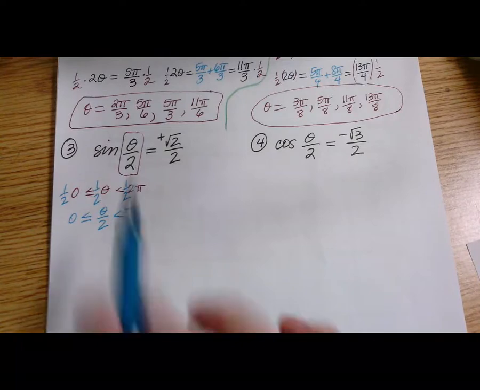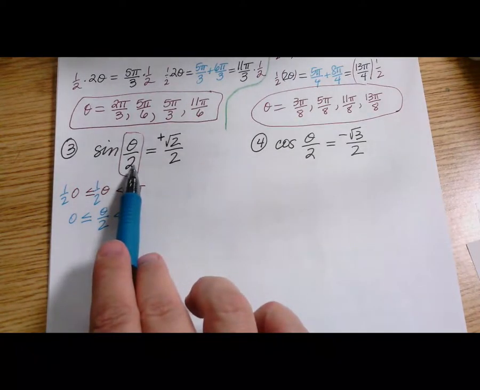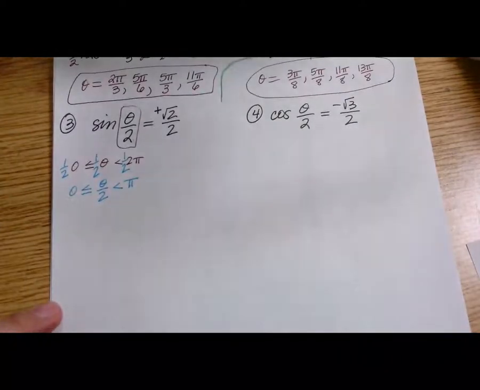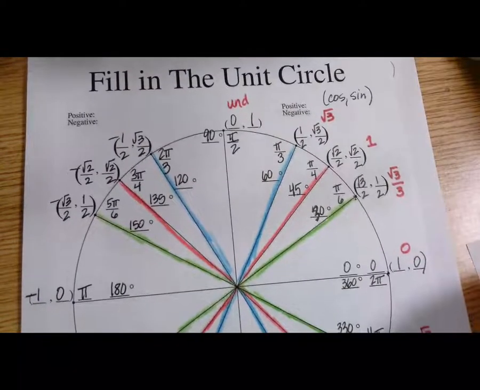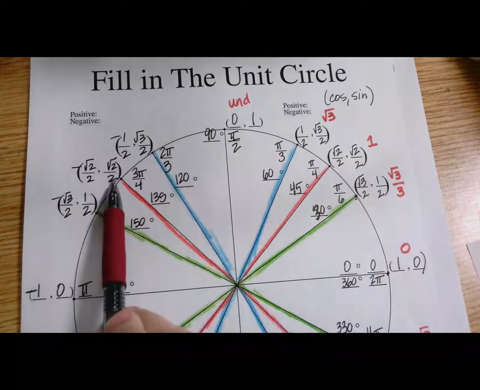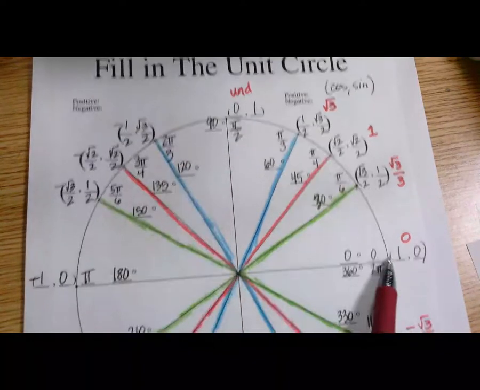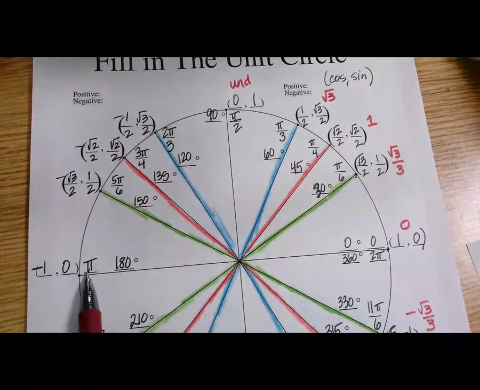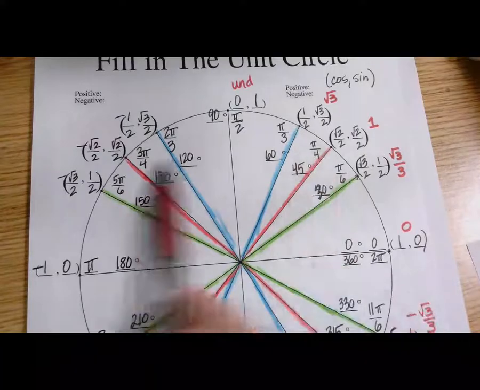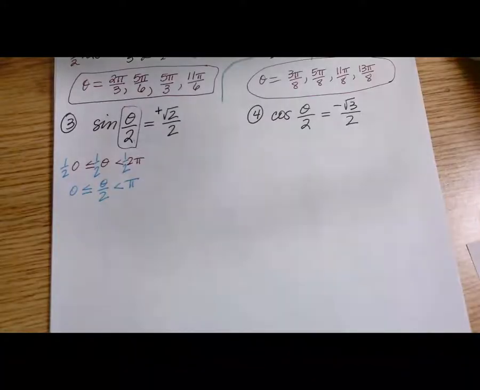Why? Because to get rid of the 1/2, we're going to be multiplying both sides by 2. And we still have to stay less than 2 pi to be in this interval. Okay, so places where sine is equal to positive root 2 over 2. Well, right here and right here. So if we're going 0 to pi only, those are the only 2 we need. So pi over 4, 3 pi over 4. Those are my 2 answers.